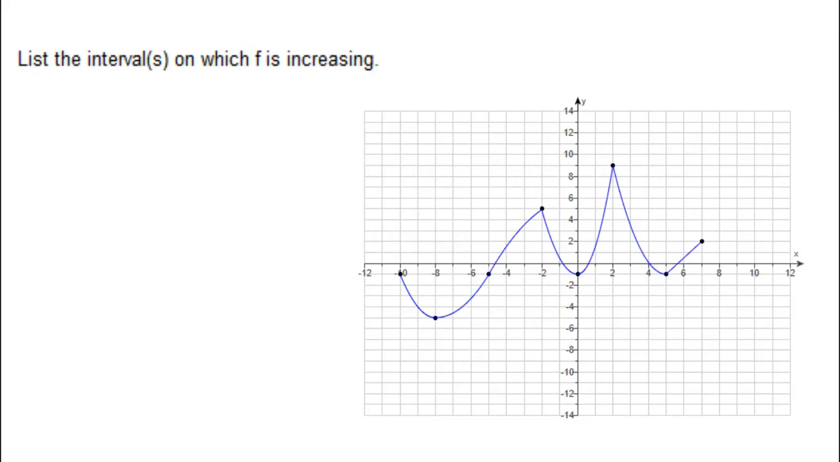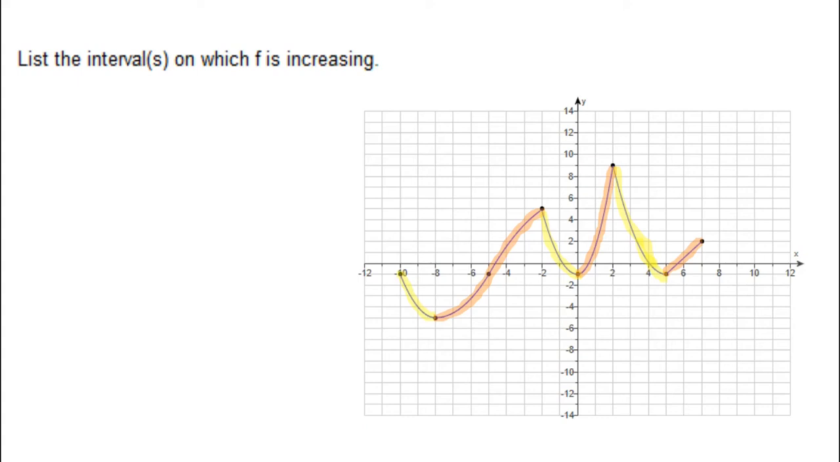Starting from the left, my y values are decreasing along this section. They're decreasing along this section, and decreasing along this section. I'll use a different color to indicate that it's increasing along this section, increasing along this section, and increasing along this section. So we've identified the portion where the graph is increasing, but now we need to write down the intervals.